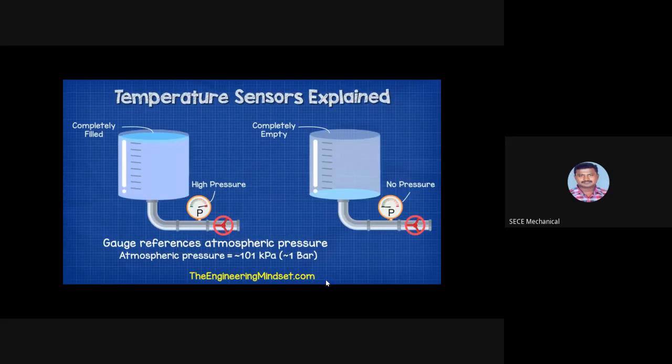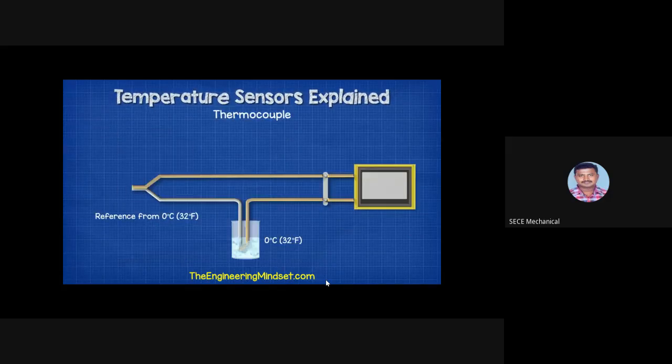Remember I said that with pressure in a pipe, we are comparing it against the atmospheric pressure outside. That's because we know the pressure outside the pipe is atmospheric pressure. So for the voltage reading to be accurate, we need to measure against something we know. So we use ice water because we know this temperature is constant at 0 degrees Celsius or 32 degrees Fahrenheit. This method is mainly used in science labs. However, this isn't very practical for most engineering applications.